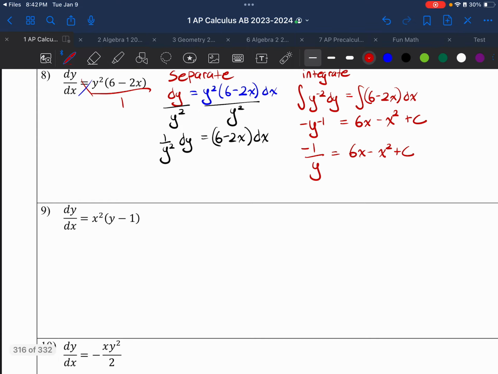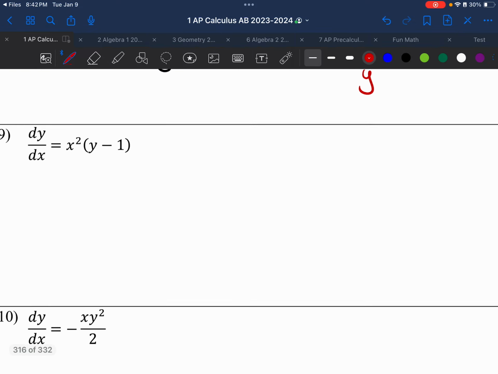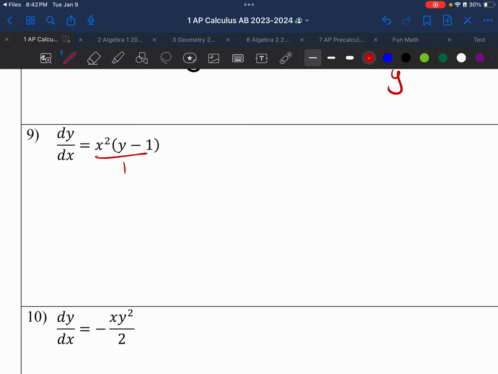All right, moving on to number 9. Again, we don't have a fraction, so make it into a fraction. And then we're going to do our separate step. Separate. So let's cross multiply. 1 times dy is just dy. And this is going to be equal to, cross multiply the other direction, x squared times y minus 1 and times our dx.